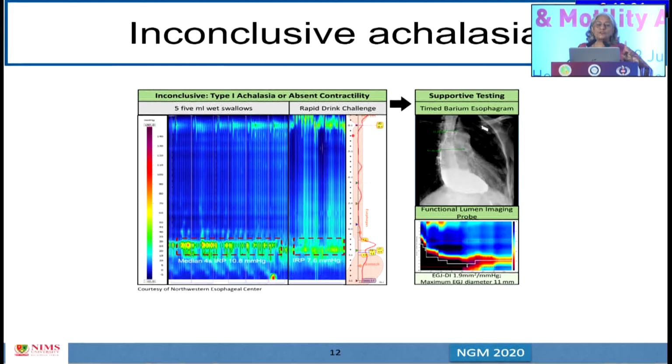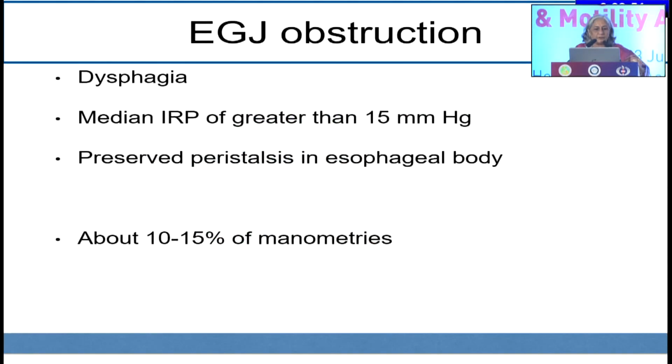challenge. In the rapid drink challenge, it challenges the esophagus, and when there's a large volume in the esophagus, the LES does not relax well, and that tells us that there is evidence of obstruction, and you can diagnose achalasia here. The next thing that we diagnose in a patient where the IRP is abnormal is what you would call an EGJ outflow obstruction, where the IRP is abnormal, but the peristalsis is absolutely present.